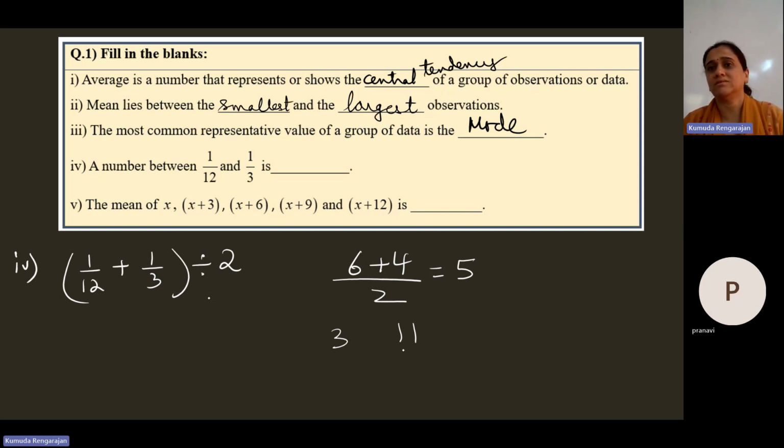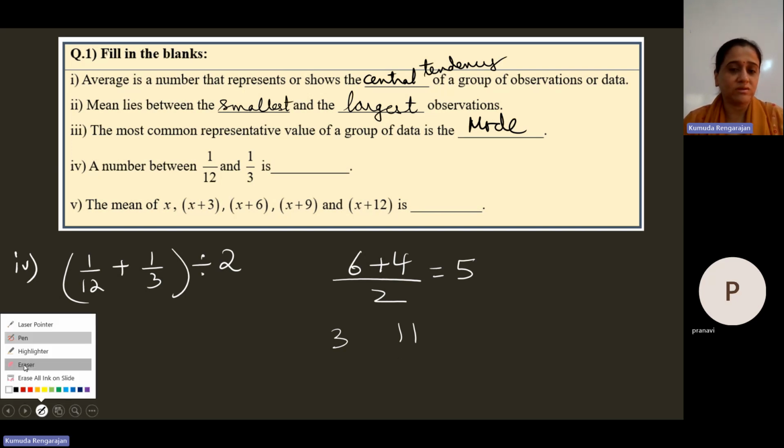There are infinitely many numbers. They just want you to find one number, a number between this and this. I'm not trying to say there is only one number. There are infinitely many numbers between the given two numbers. Find one number. A number between 1 by 12 and 1 by 3 is. Okay, so again here we have more than one method. You can just use this method.